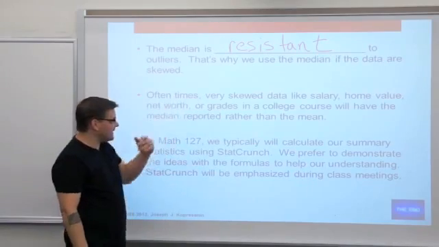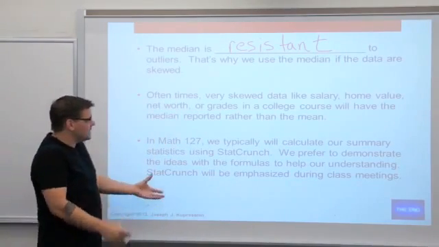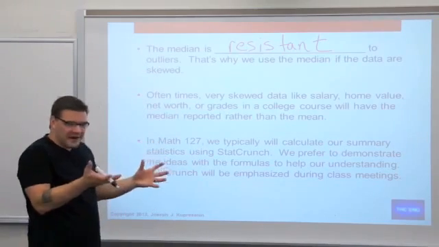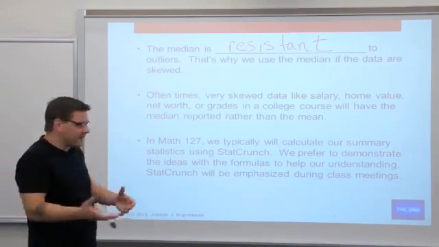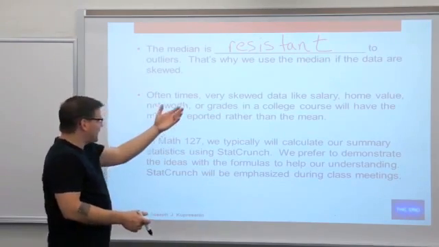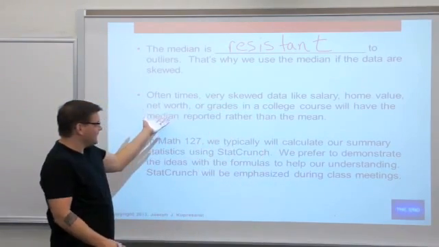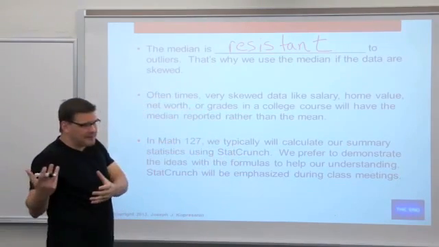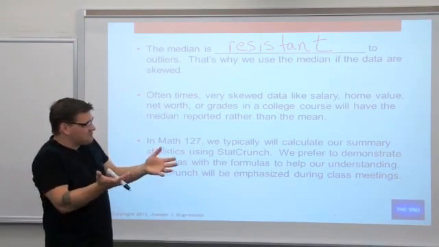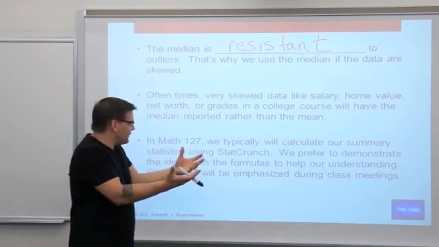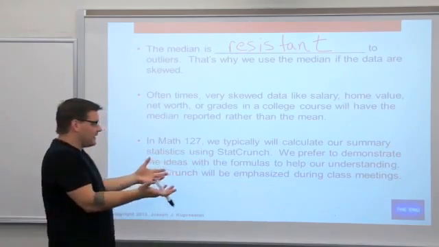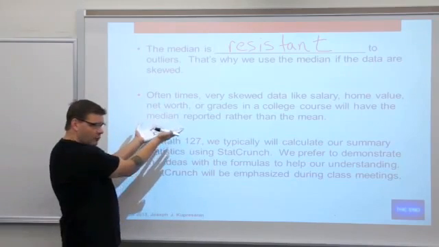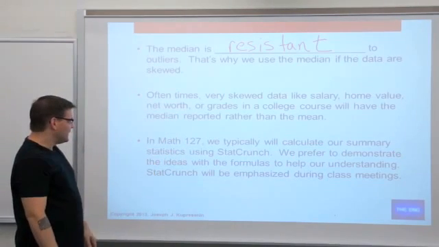So just be aware, if you're looking at data that's typically skewed, salaries are typically skewed. Most people sort of make lower salaries, and there's a few people that make very high salaries. It's a skewed right distribution. Home values, net worths, those all are typically skewed right. Grades in college courses, maybe the opposite. Most students typically earn 90s, 80s, and 70s, and you'll have a few, not so hot grades, 20s and 30s. Those are typically skewed left. And a lot of times, because of that, we'll report the median rather than the mean.